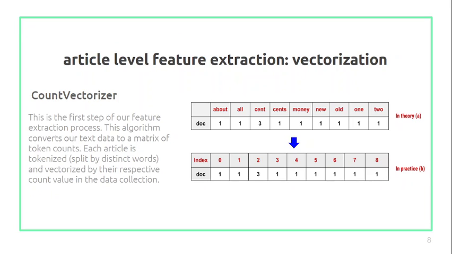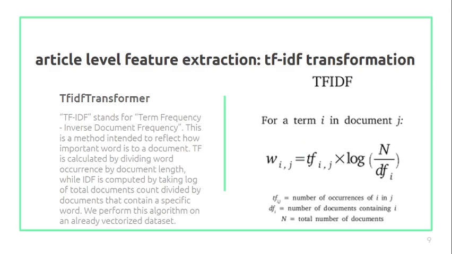The first thing we do is vectorize our text data. We use count vectorizer. This algorithm converts our data to a matrix of token counts. Each article is tokenized, which means that it's split by distinct words and vectorized by their respective count value in the data collection. The next thing we do is to perform a TF-IDF transformation.